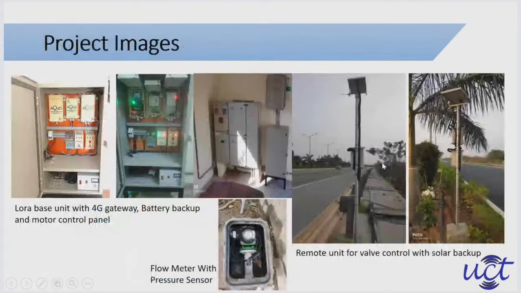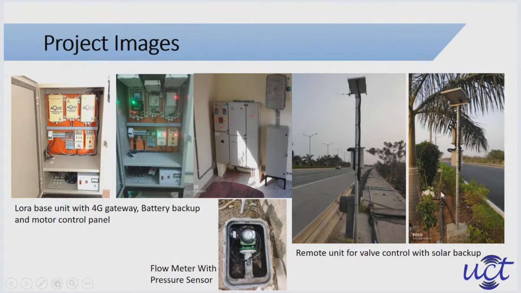Here are some sample images. This is our complete LoRaWAN system, which sits next to it. Here you can see this small box is our control panel, and this one is the motor control panel. Here you can see our flow meters and pressure sensors, and these are the remote units. They are solar powered and deployed on the drip lines.